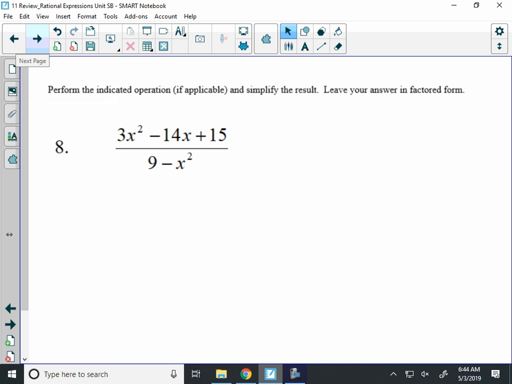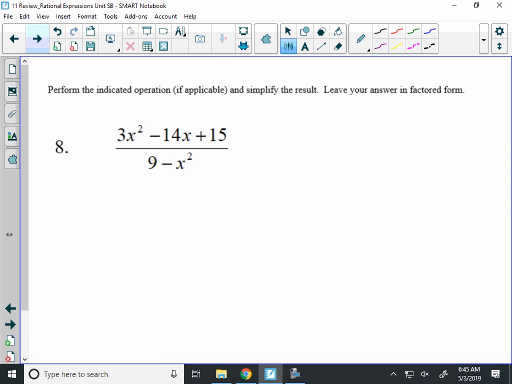Okay, the second half of our review for Unit 13 is simplifying rational expressions, right? So we're going to be multiplying, simplifying, adding, subtracting, and having our complex fractions. So in number 8, there's only one rational expression, and all we're going to need to do here is factor and cancel to simplify the expression.